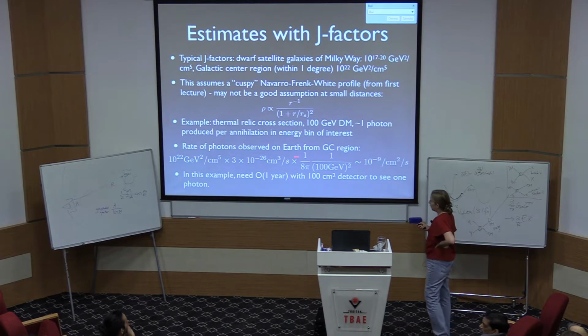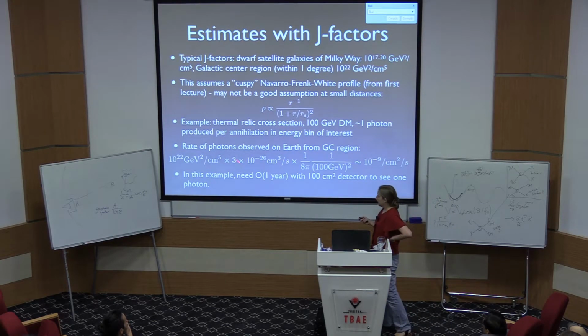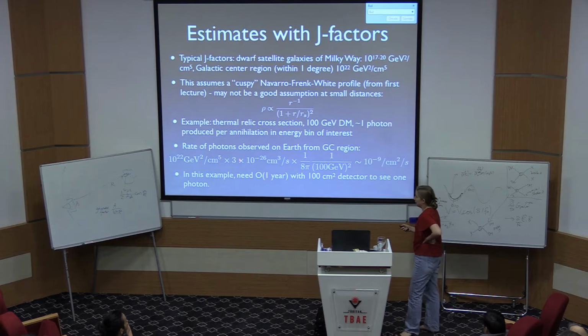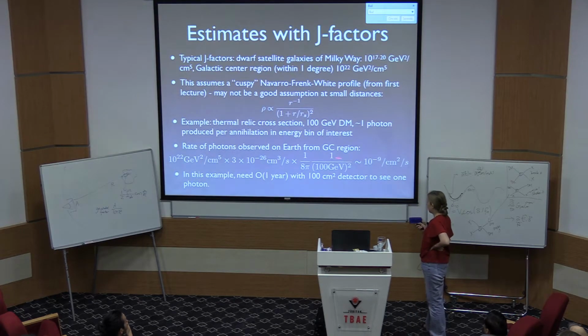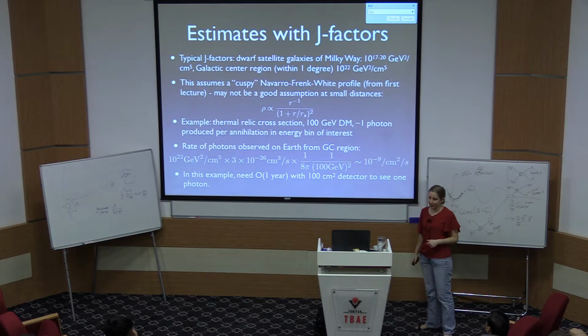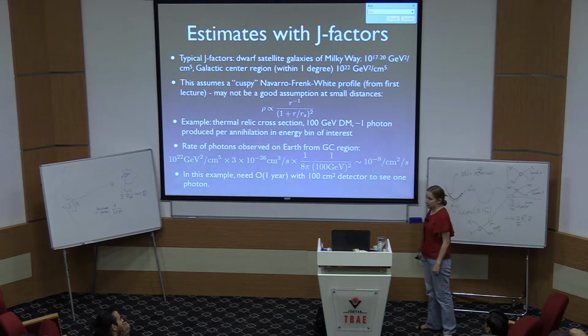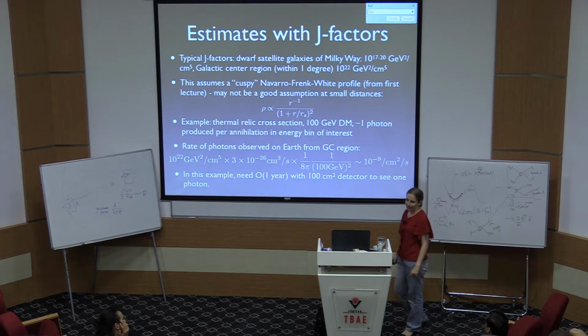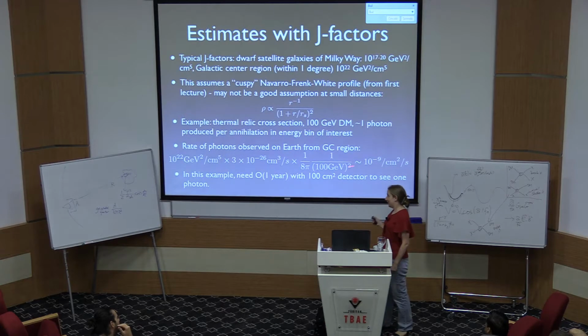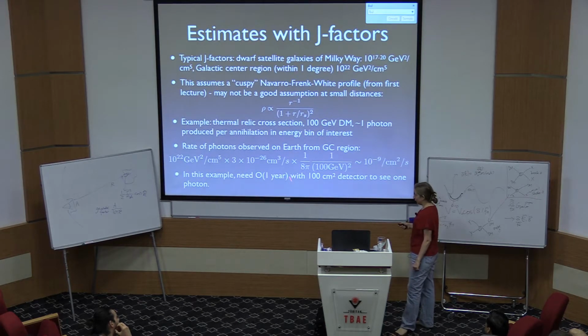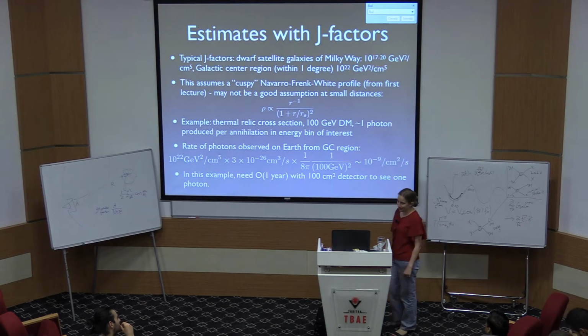Then if I put in this J factor for the galactic center region of 10 to the 22 GeV squared per centimeter to the 5, and put in all the other numbers, I find that my rate is about 10 to the minus 9 photons per square centimeter per second. A year is a few times 10 to the 7 seconds. So this tells me that if I have a 100 square centimeter detector and I wait for a year, I should see about 1 photon from the galactic center. So to get a meaningful signal, you either need to wait much longer or you need much bigger detectors.